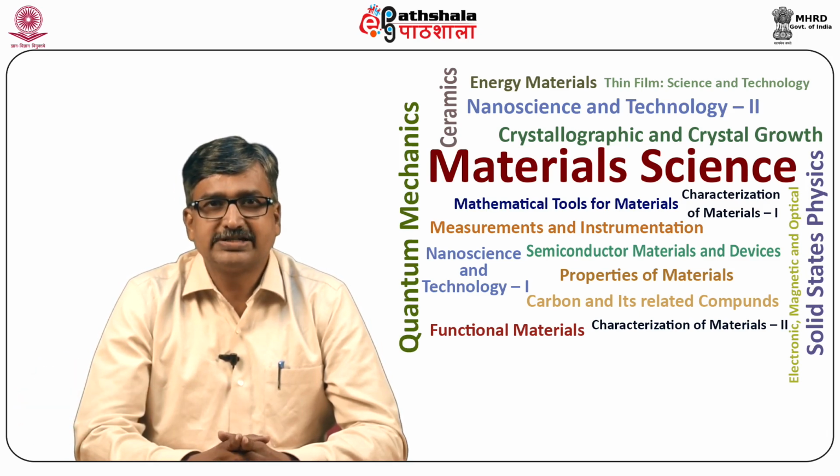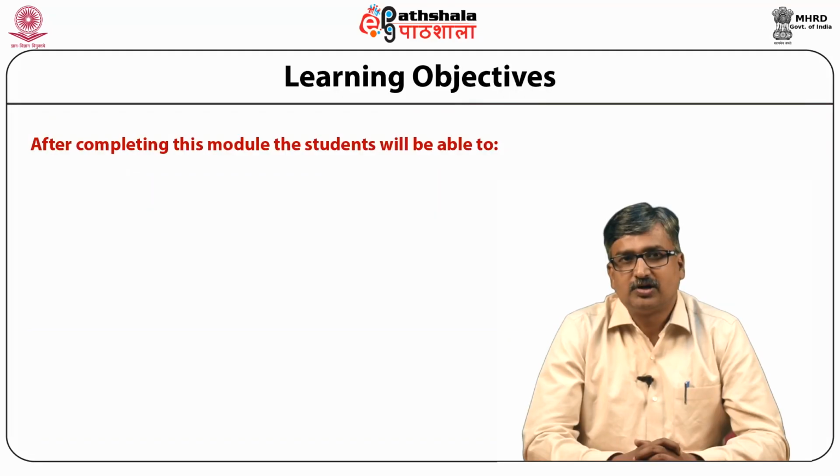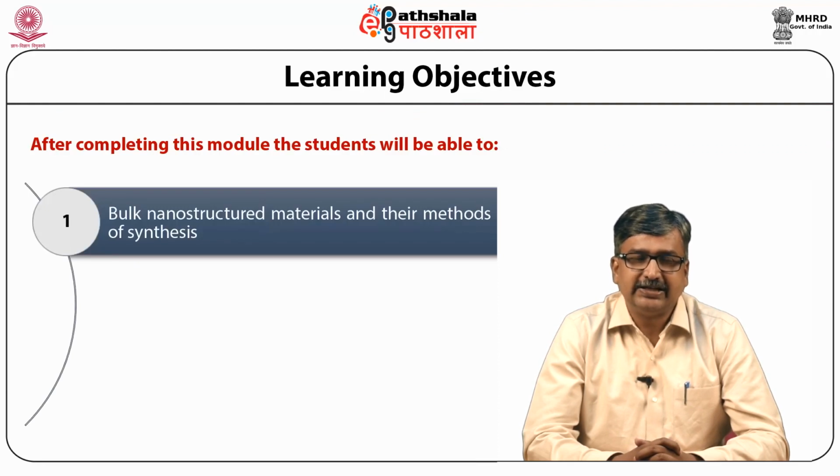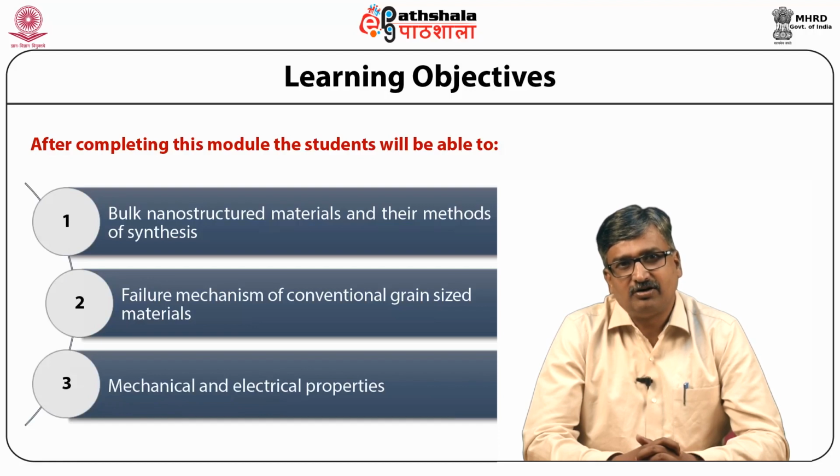Today we are going to discuss the module titled Basic Properties of Nanoparticles Part 7 under the paper Nanoscience and Technology 2. After completing this module, the student will be able to learn the bulk nanostructure material and their method of synthesis. You will also learn the failure mechanism of conventional grain size material, and the mechanical and electrical properties of bulk nanostructure material.